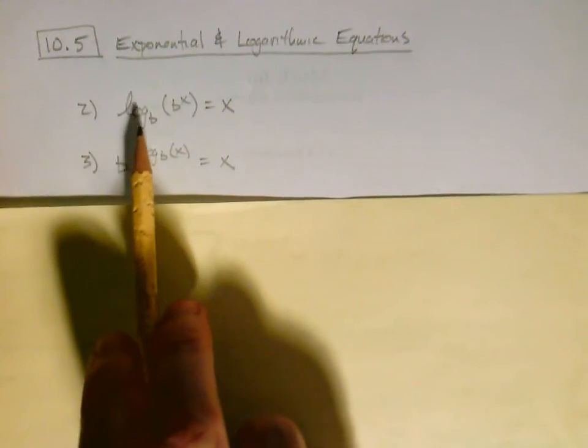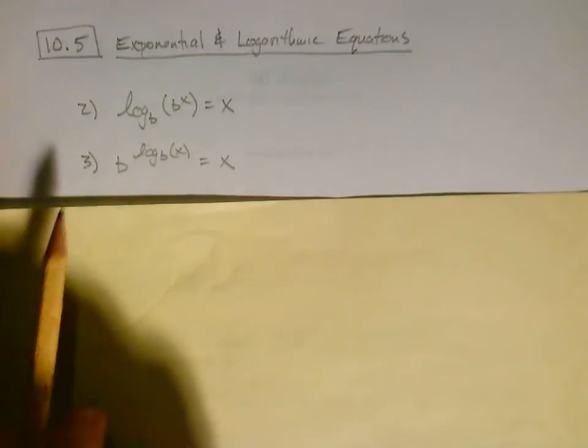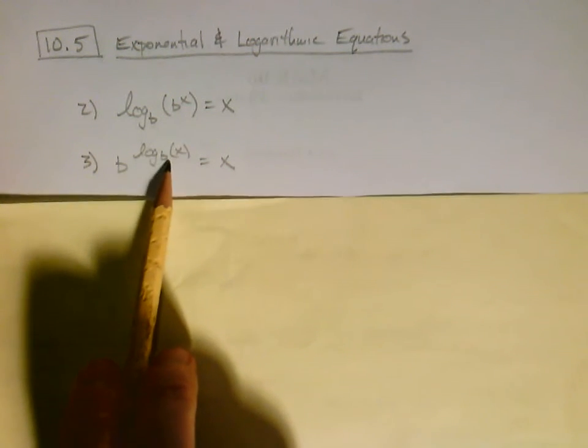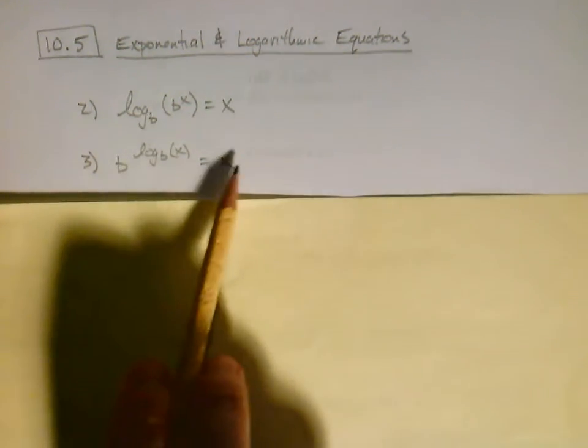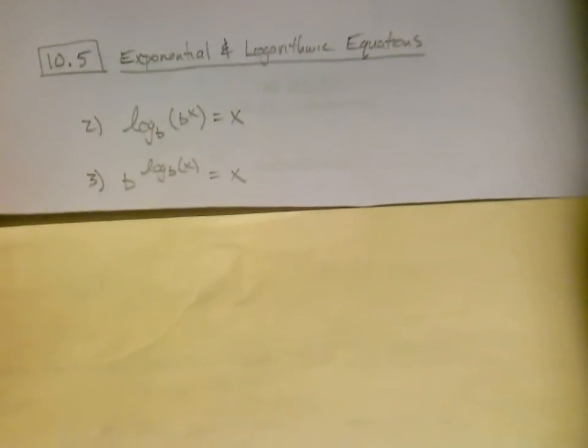So we've got the log of b raised to the x with base b. Those two bases, if they're the same number, they cancel out, and we just get x. Same thing if we switch up the order. Base b, the log of x with base b, those two base b's cancel out, and we would have simply x.